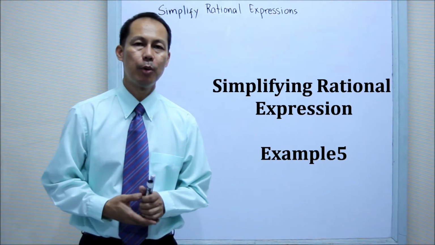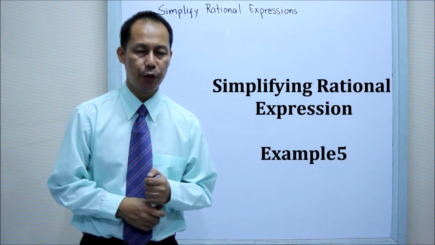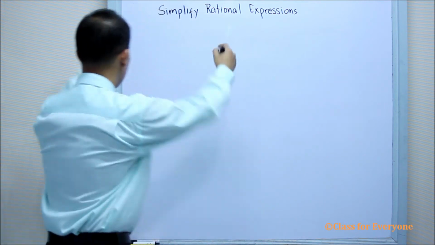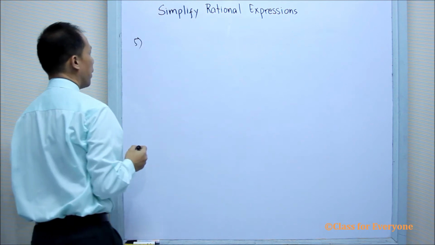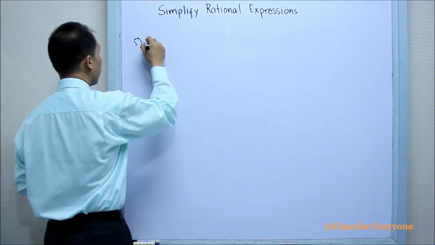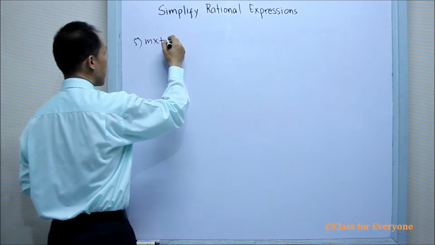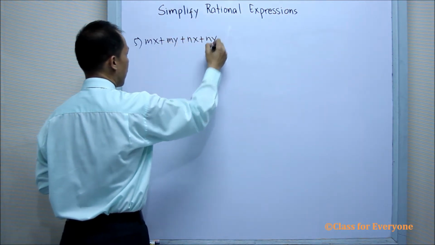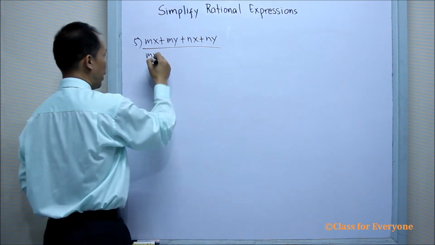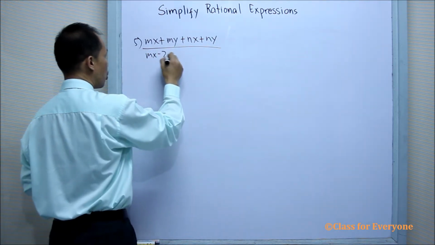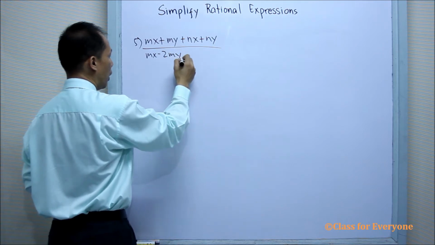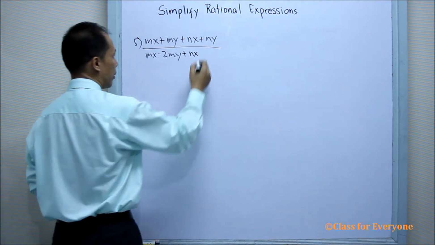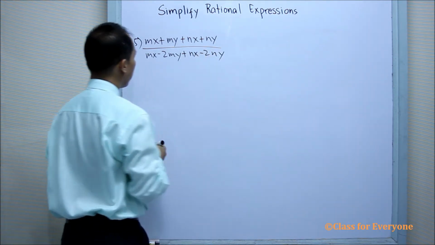Let us have another example wherein the numerator has 4 terms and also the denominator has 4 terms. This is our example number 5. Suppose we have mx plus my plus nx plus ny all over mx minus 2my plus nx minus 2ny.